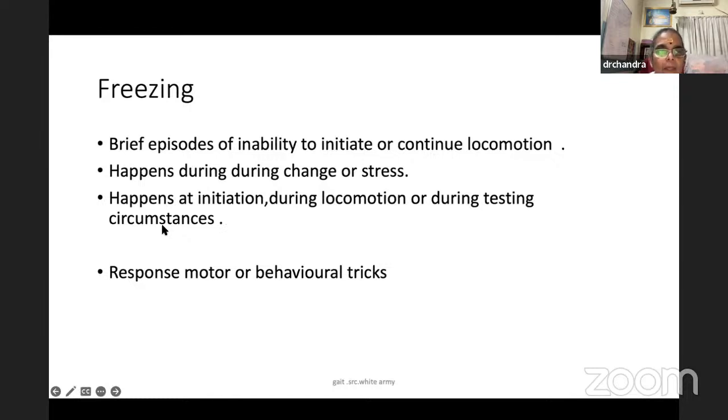What is freezing? Freezing is brief episodes of inability to initiate or continue locomotion. It happens during change or stress. So suddenly when you are changing, the patient becomes stuck like a log of wood. It happens at initiation, during locomotion, or during testing circumstances. And it responds to motor or behavioral tricks, like you can put a colored book or target in front or play music, then the freezing will improve. That is another kind of trick in movement disorders.